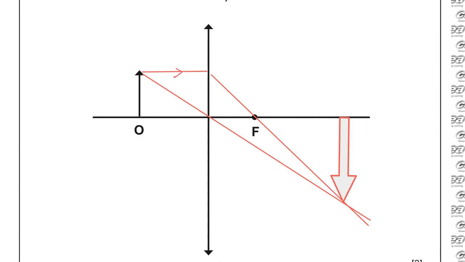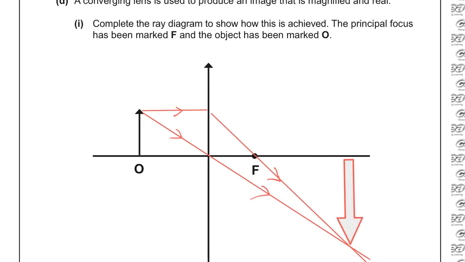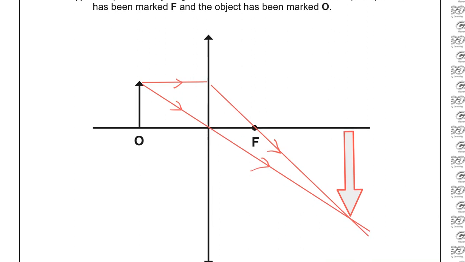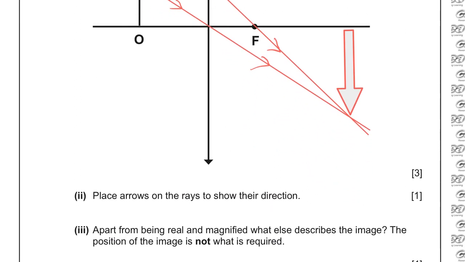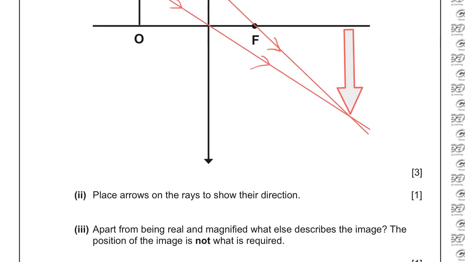So in a ray diagram like this, it's important to show the direction of light travel on all your rays. So they're coming from the object and heading towards the image. So we put our arrows on.